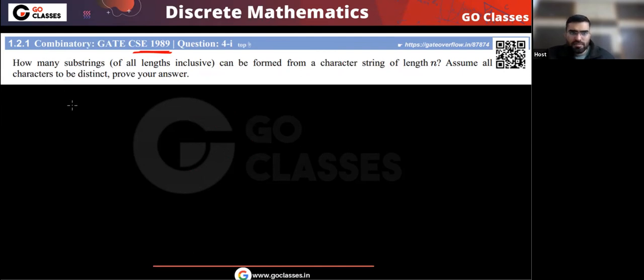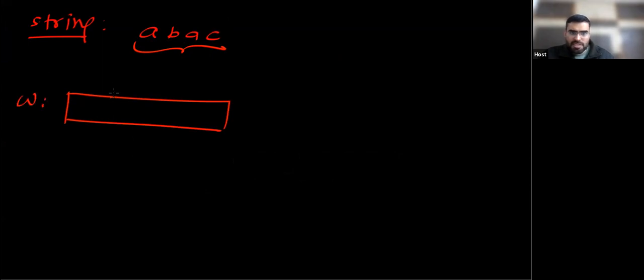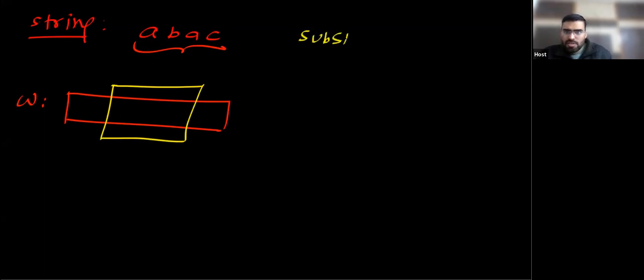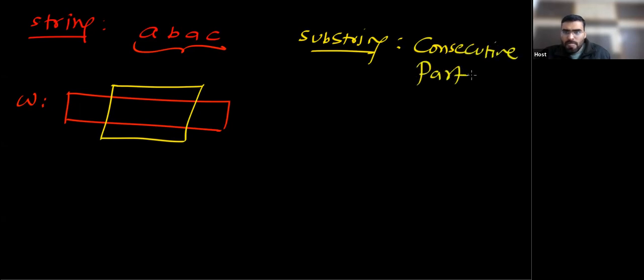So substring is a very simple concept. Maybe you already know. Let us assume you have some string, for example a a b a c. Let us assume this is your string w. Now substring means, if you take a consecutive part, then substring basically means any consecutive part. Substring means a consecutive part of the string.